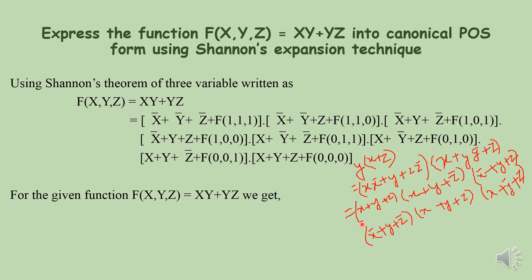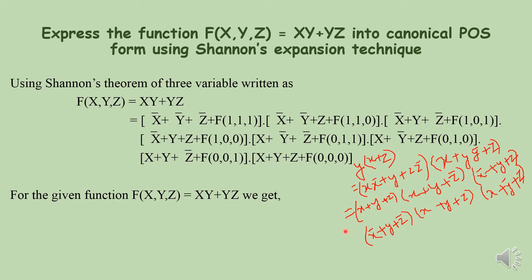Okay, so this is the value of 0 0 0 in POS form, right? And this term is common, so we can consider just one term, that is x plus y plus z dot x plus y plus z bar dot x bar plus y plus z dot x bar plus y plus z bar dot x plus y bar plus z.